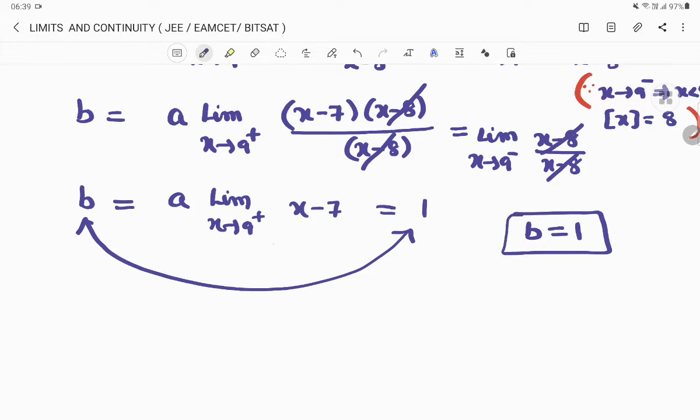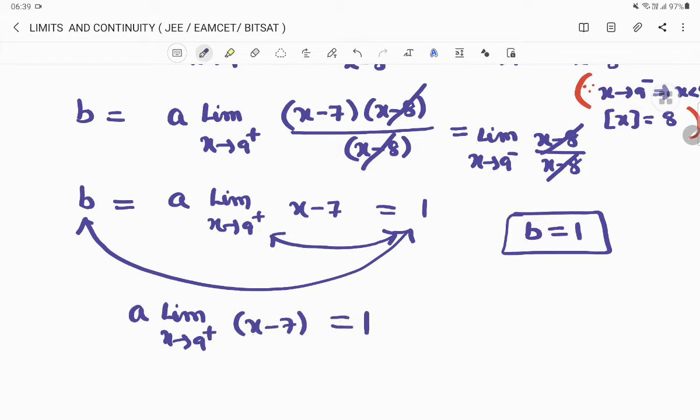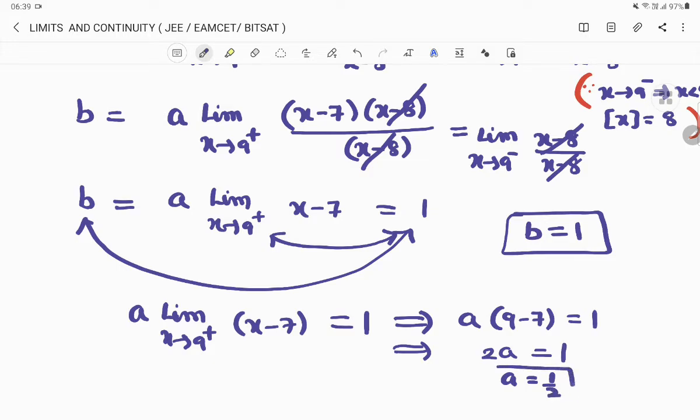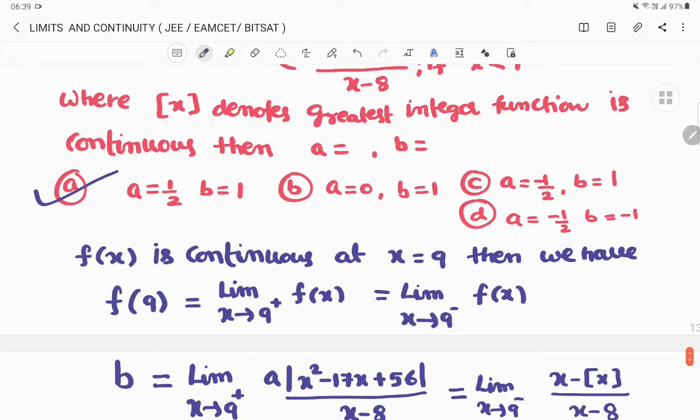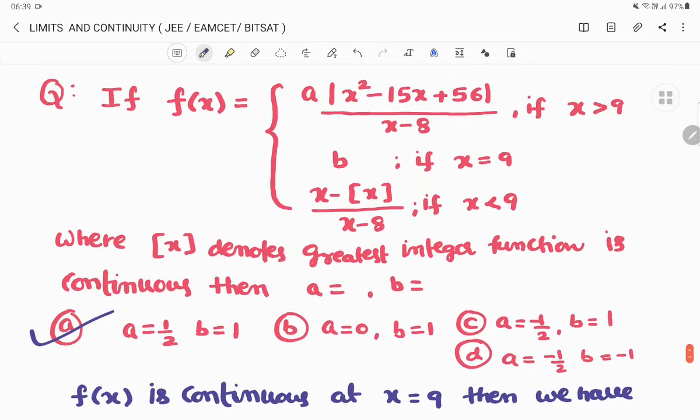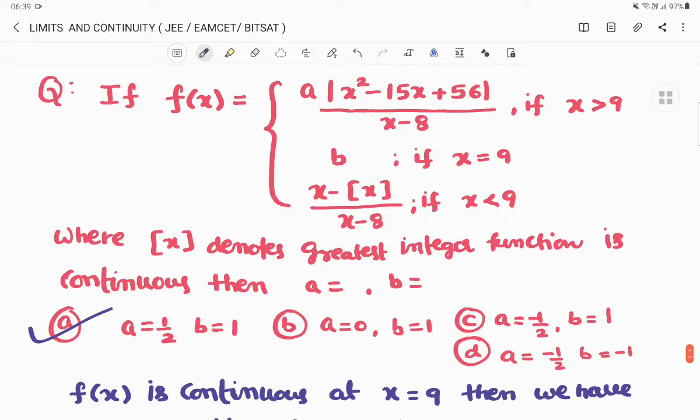Next, by equating these two, a into limit x tends to 9 plus of (x minus 7) is equal to 1. X is equal to 9, substitute: a into (9 minus 7) is equal to 1. That implies 2a equal to 1, a equal to 1 by 2. So a value is 1 by 2, b value is 1, which is there in option 1. Once again, I'll scroll up the complete question for you.